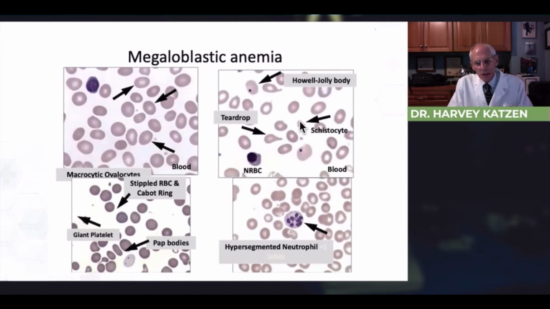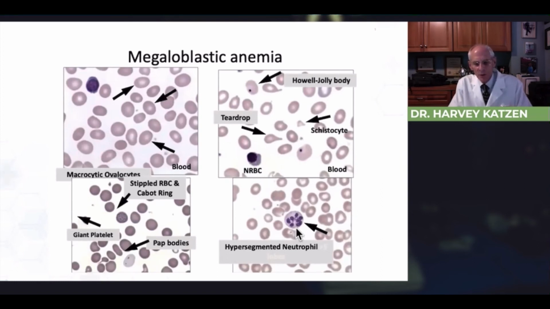A schistocyte is a cell that's been sheared. It could be mechanical, such as an aortic valve replacement. It could be due to kidney disease. This is a nucleated red blood cell, which the bone marrow has extruded into the peripheral blood. It doesn't belong there in the normal circulation. The bone marrow is working overtime to correct the problem.